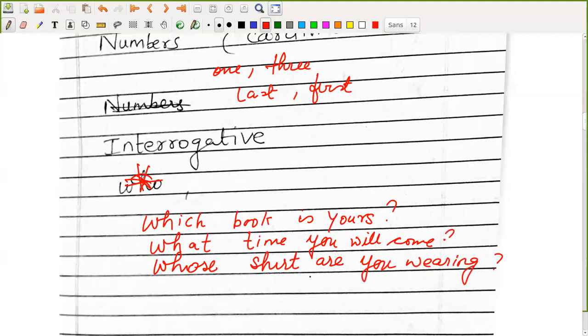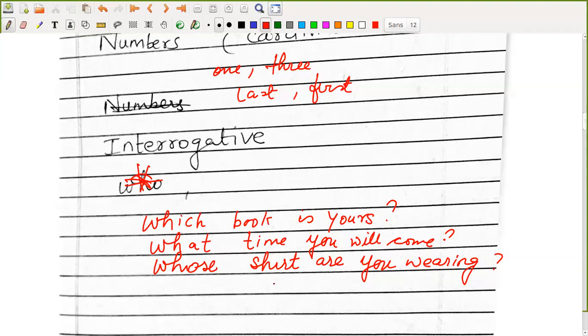So these are the three interrogative determiners. Which book? What time? Whose shirt? You have to remember these question words should come just before the noun. Then only they are determiners. If you have "which is your book", then it is not a determiner.